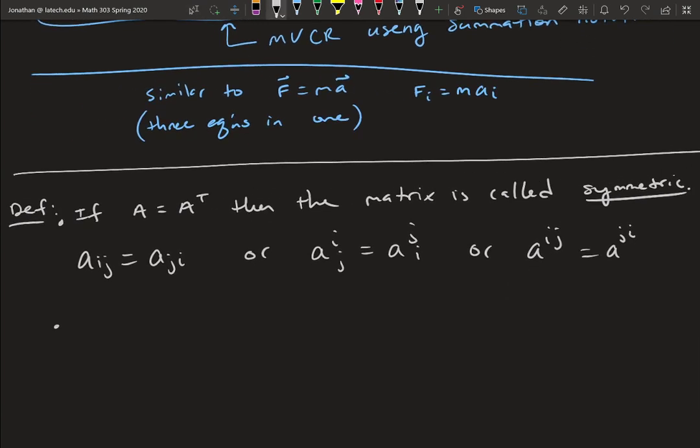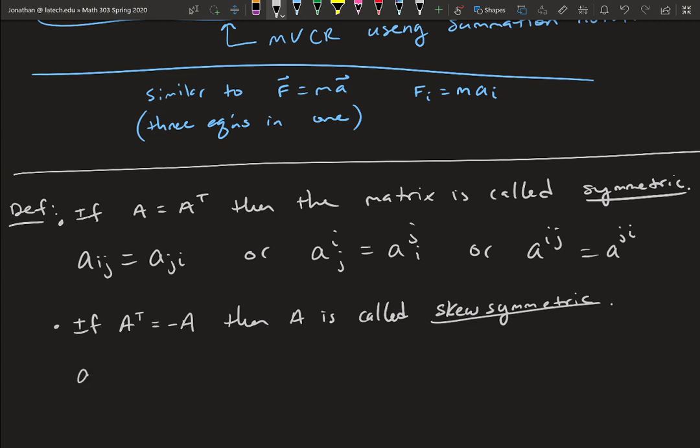The second part is if A transpose is equal to negative A, then A is called skew symmetric. So we call it skew symmetric. So that means aij would be negative aji, or if they're both up, aij up equals negative aji up. So that's called skew symmetry.